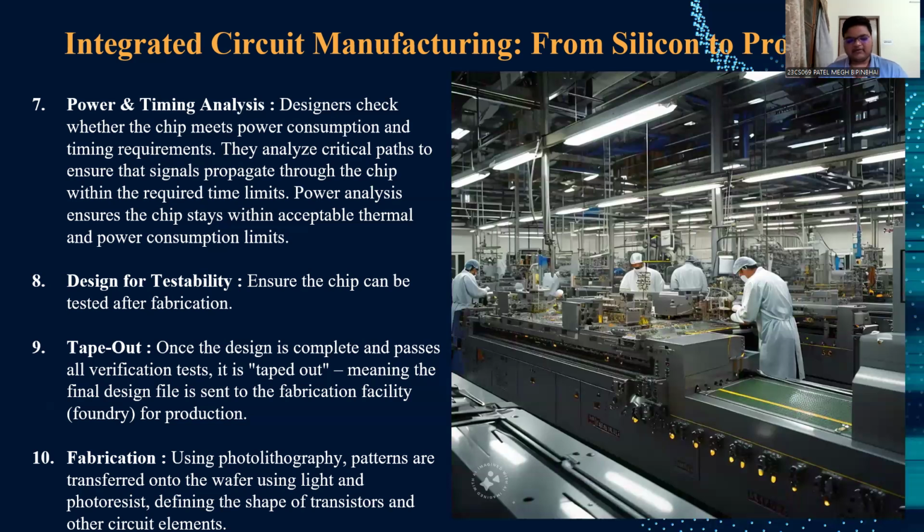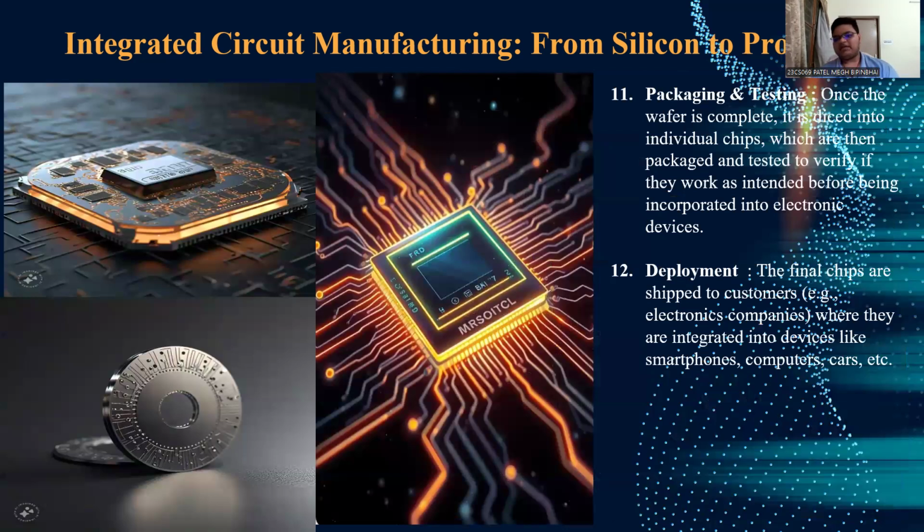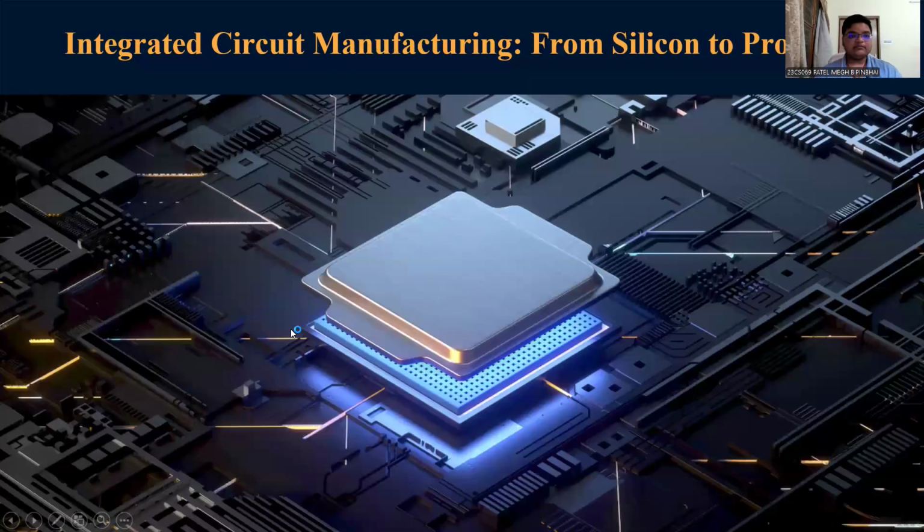Now, fabrication is the part where the integrated circuit, or we can say a chip, is printed onto a silicon wafer. It is done by using photolithography, where patterns are transferred onto the wafer using light and photoresist. They define the shape of transistors and other circuit elements. Once the packaging and testing of the wafer is complete to make sure that it works as intended, it is then packaged for deployment. We can see here a silicon wafer and a chip, and here is an Intel chip.